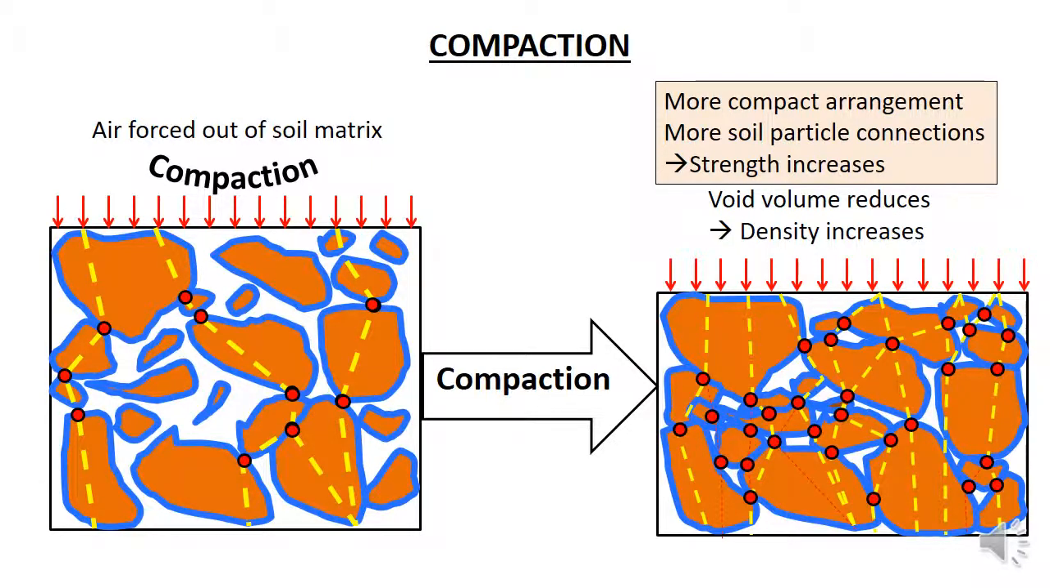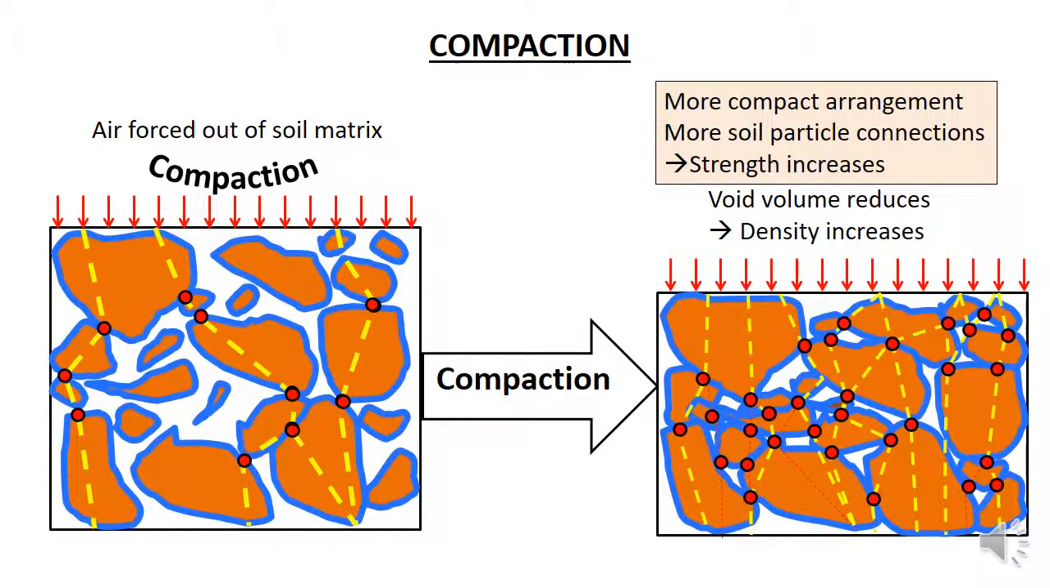The compaction causes the soil particles to move closer together, expelling some of the air in the voids in the process. This results in a more compact soil mass which has more strength and bearing capacity and is less sensitive to water. Bearing capacity is the ability of the soil to support a vertical load without deformation, without settling.